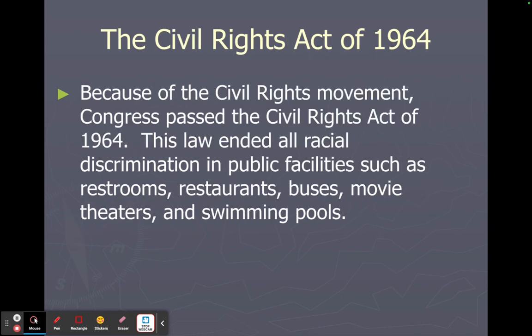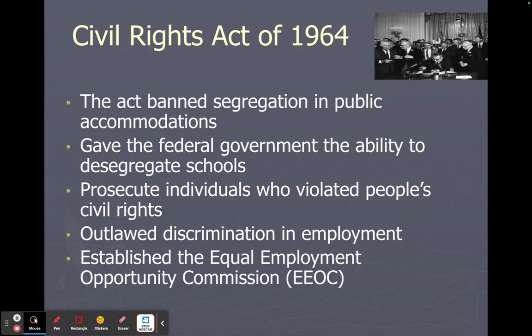So finally, in 1964, the big moment that happens in the civil rights movement is the Civil Rights Act of 1964. It ends racial discrimination in public facilities such as restrooms, restaurants, buses, movie theaters, and swimming pools. It bans segregation in public places. It gives the federal government the ability to desegregate schools that were still resisting integration. People that violated people's civil rights could be prosecuted under law. It outlawed discrimination in employment, and it also established the Equal Employment Opportunity Commission.